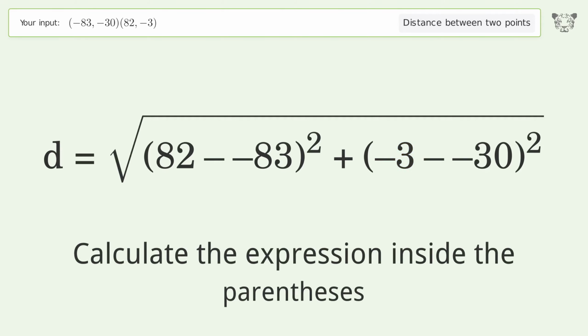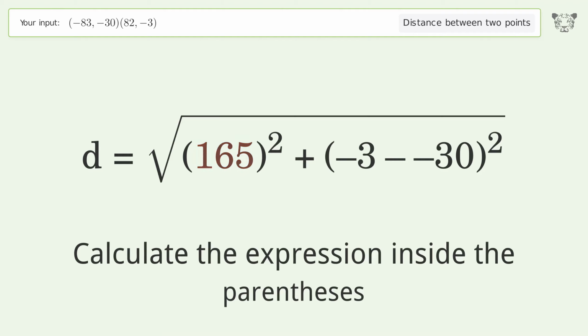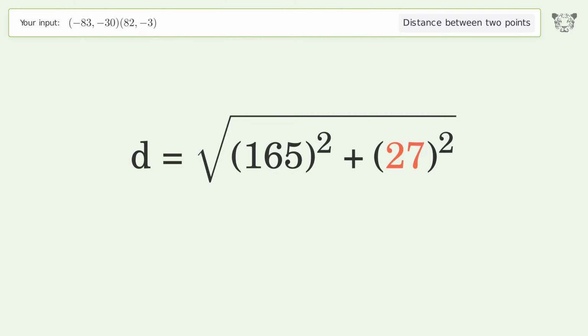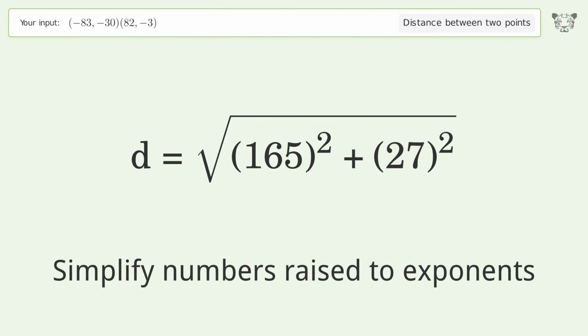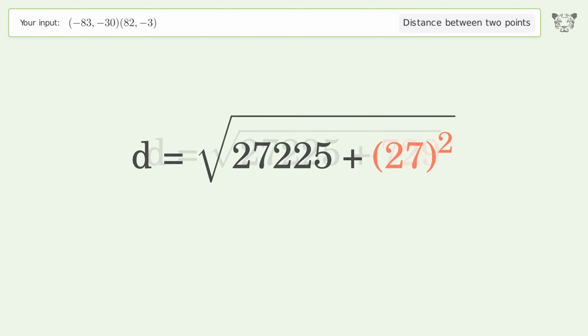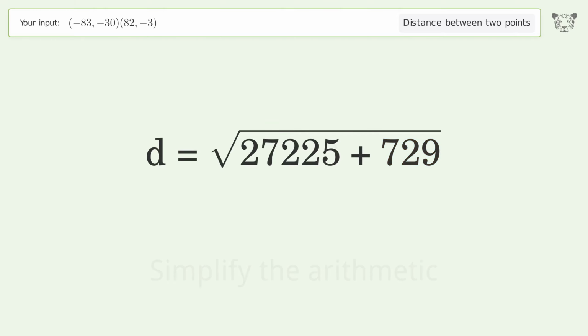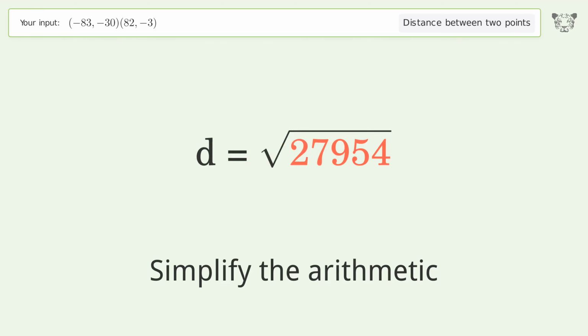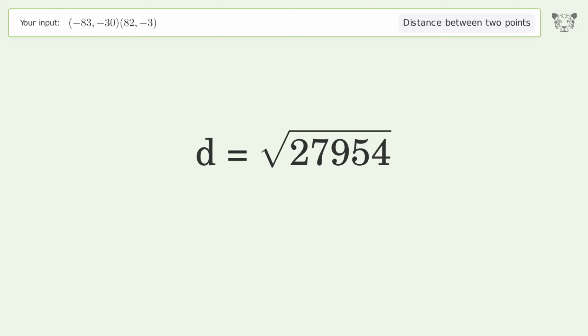Calculate the expression inside the parentheses. Simplify numbers raised to exponents. Simplify the arithmetic. And so the distance between the 2 points is the square root of 27,954 or 167.194.